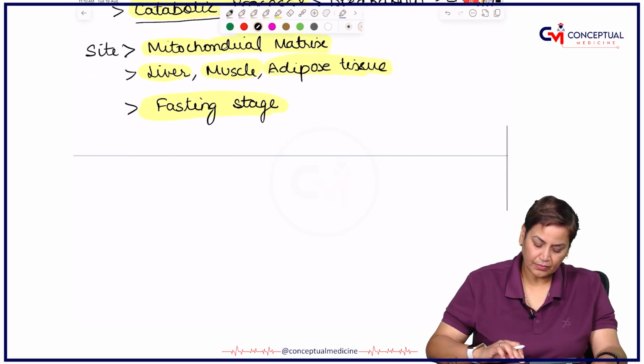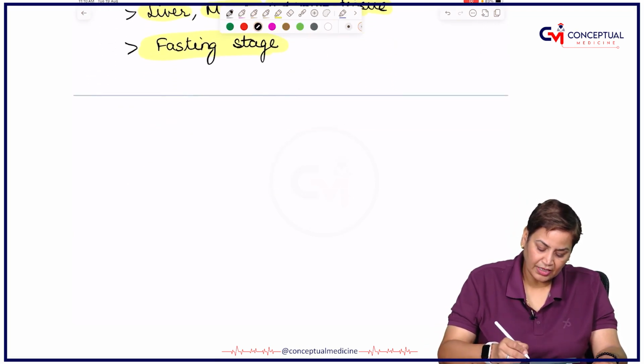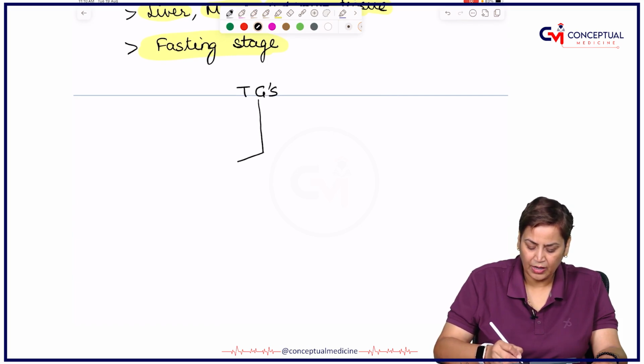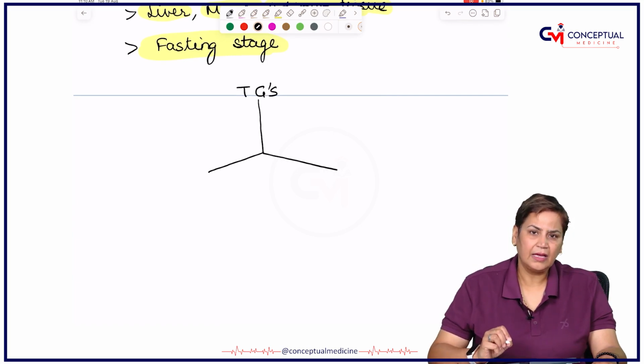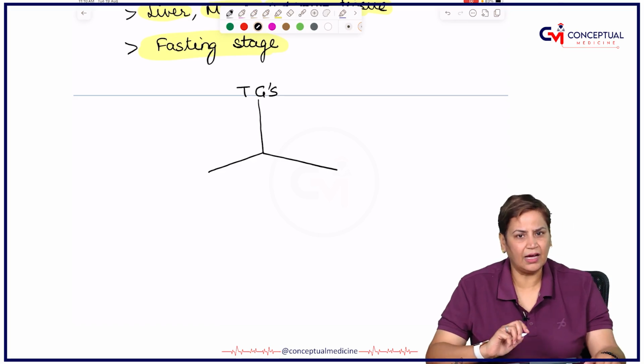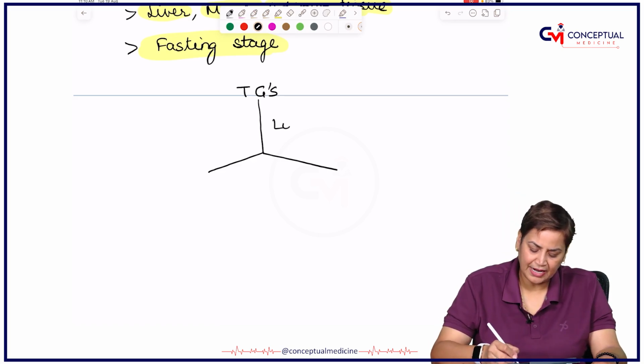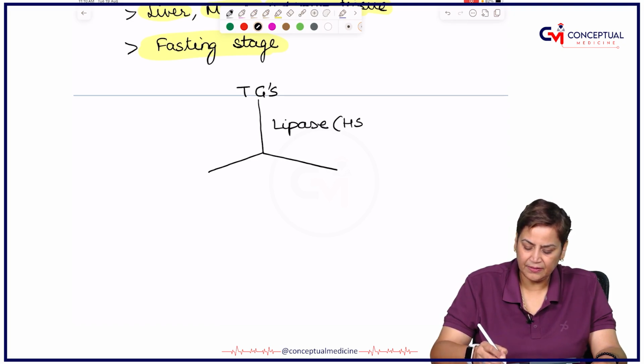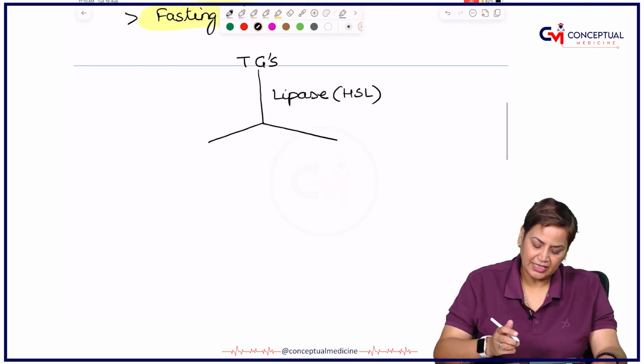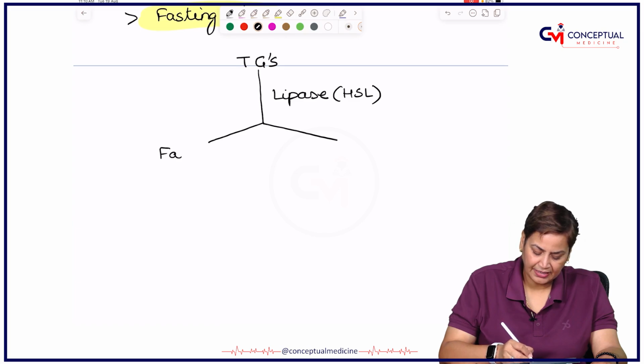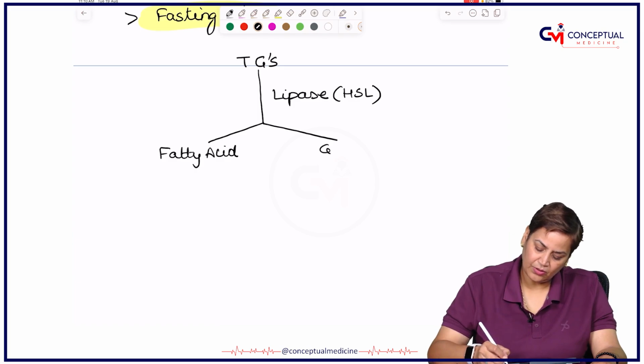Right. Then if we talk about the TGs, we know that these triglycerides will be broken down by the enzyme, you can say hormone sensitive lipase, or I will simply write lipase here in general. Basically it is HSL. Okay. So these TGs will give fatty acids and glycerol.